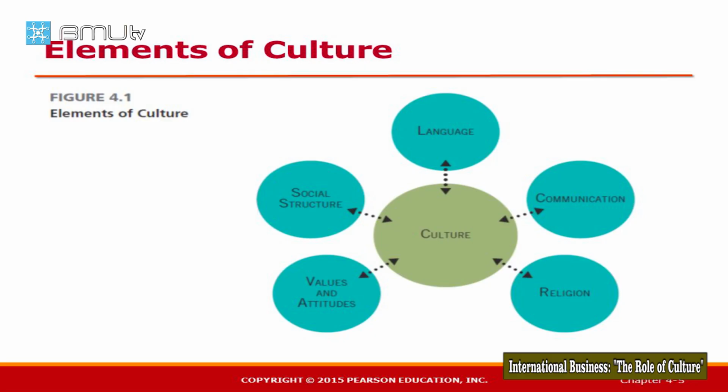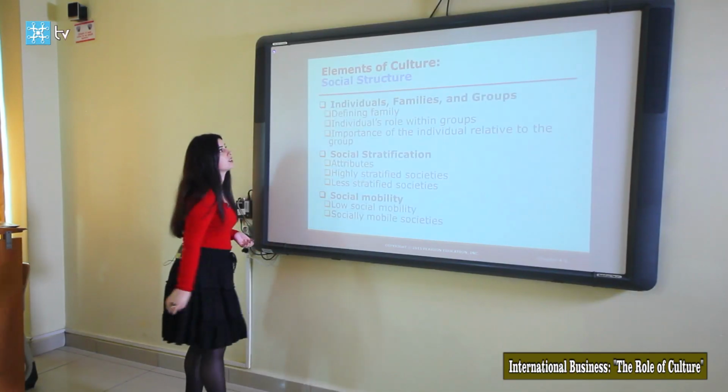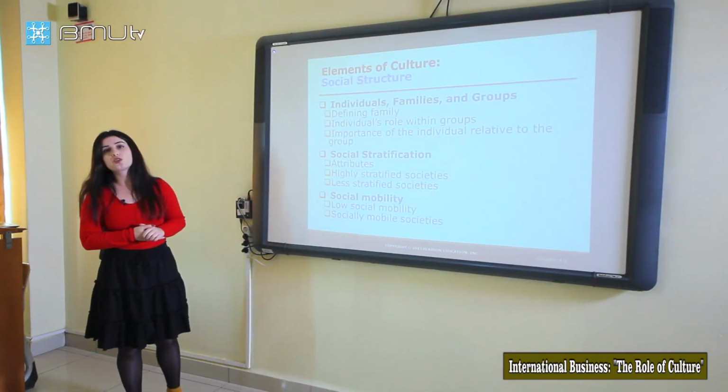And here you see the elements of culture. There are five elements of culture: social structure, language, communication, religion, and values and attitudes. Now let's explain each of them. Firstly, we see social structure.